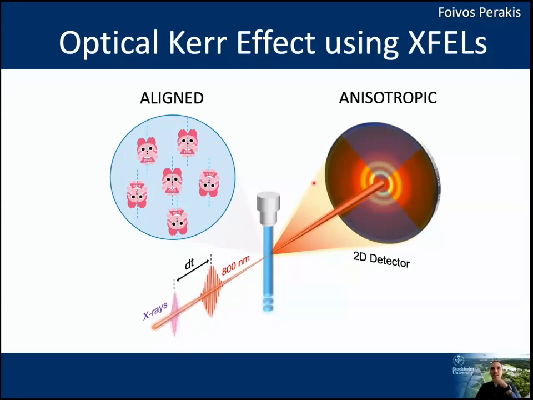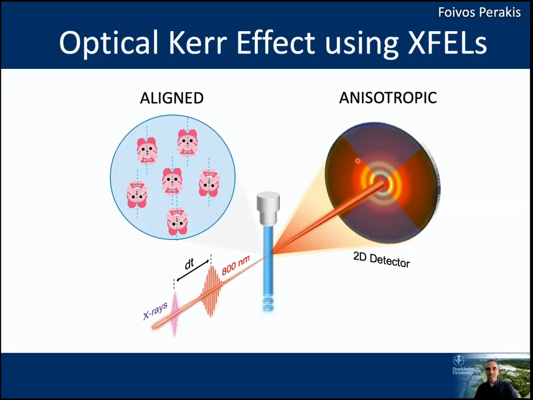Whereas if you have a pump pulse that comes in, in this case we use an 800 nanometer, that due to the electric field induces a dipole on Pico and makes these guys align, then you will get an increase in intensity along this axis and a decrease in intensity along this axis. So you will get an anisotropic pattern. And by following as a function of the pump probe delay how this anisotropy disappears, you can get information about the loss of alignment, of orientation in this system.